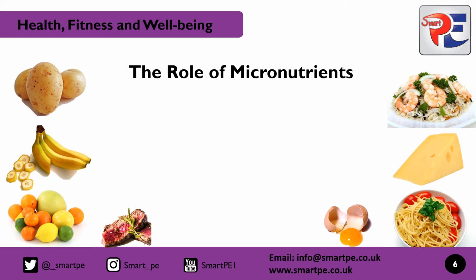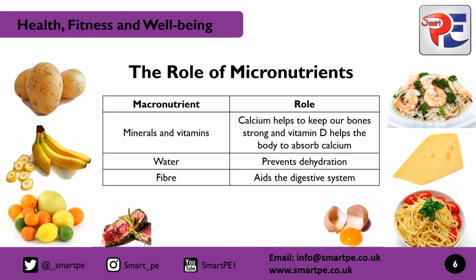Okay, we now need to look at micronutrients. These are what you would eat again, but typically in smaller quantities. So minerals and vitamins, water and fibre. Now a mineral and a vitamin will come from things like fresh fruits, very similar to fibre. Fibre also comes from fresh fruits, and we have water. Now water can obviously be just what you drink, or it might come from certain foods like cucumber.